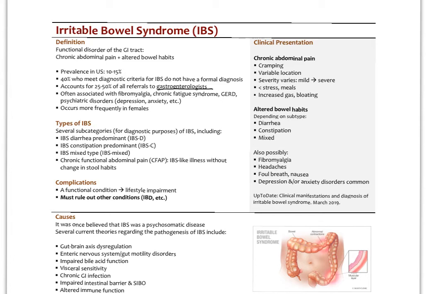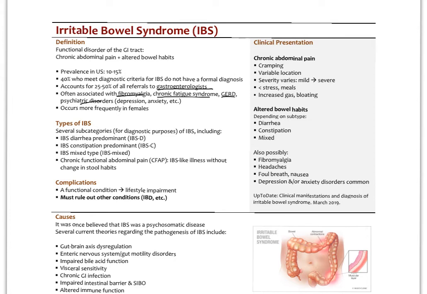And often we see it associated with fibromyalgia, chronic fatigue, GERD, and different psychiatric disorders like depression, anxiety. There seems to be a direct link there. These are patients that very commonly present to integrative practices, acupuncture, Chinese medicine, because they really are not helped much by the biomedical model when it comes to treating IBS.